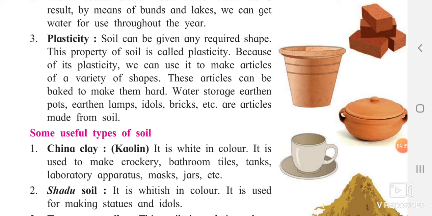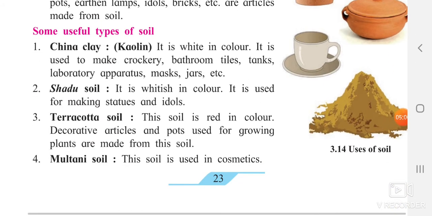When you go into the science practical lab, you can see the utensils or apparatus being used, the beakers, for example the tripod, etc. They are being used, or they are using this China clay. Now the mask also and the jars also. Now shadow soil is also called shadow soil. It is whitish in color. It is used for making statues and idols. The statues and idols which are made, they are using this shadow soil.